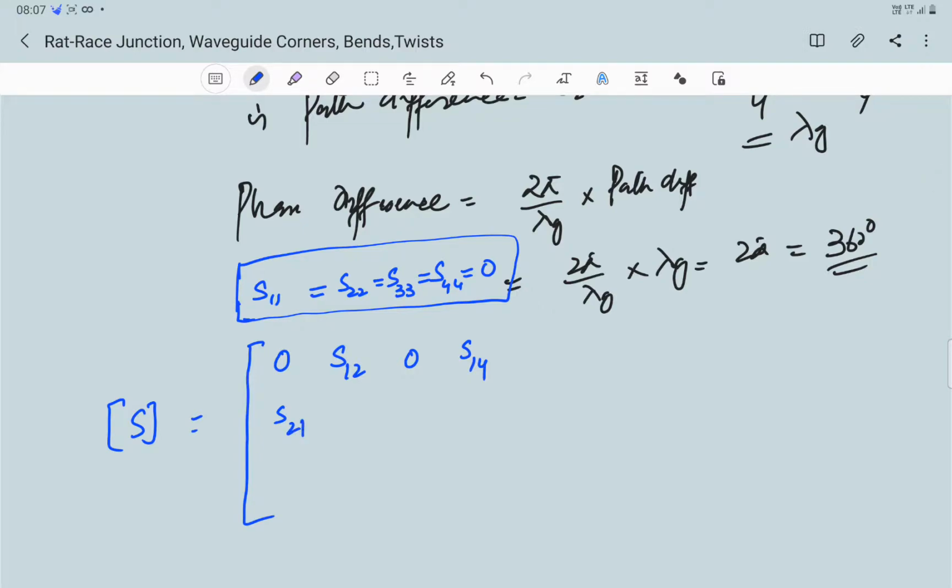This can again be proved using the same logic: if we connect a signal at port 2, some part of the signal will come out at port 1. So S22 is 0, it is perfectly matched to the junction. S23 would be non-zero. All these things can be proved using the same logic. S33 is 0, S34 would be non-zero, S41 is non-zero, S42 would be 0, S43, and this would be S44. This is the S matrix of a rat race junction.